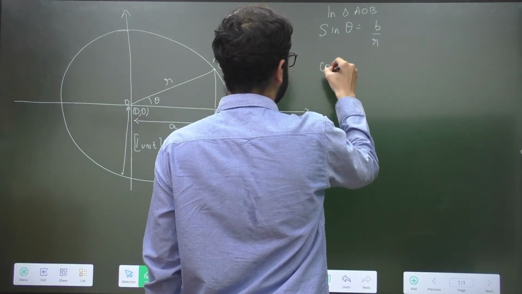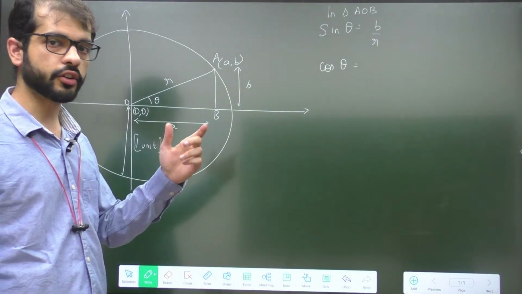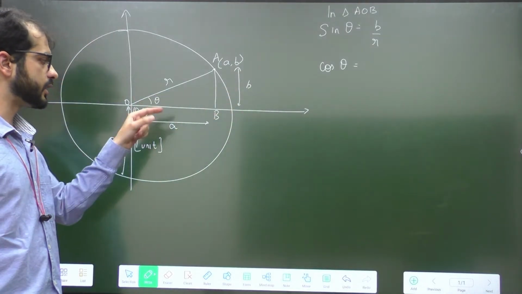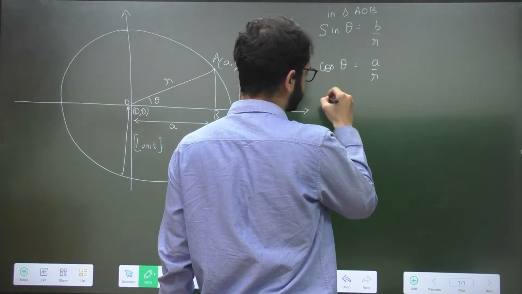Now let's talk about cos theta. What will cos theta be equal to? Cos is the ratio of base to hypotenuse. The base is the horizontal component, that will be a is to r. So cos theta equals a upon r.